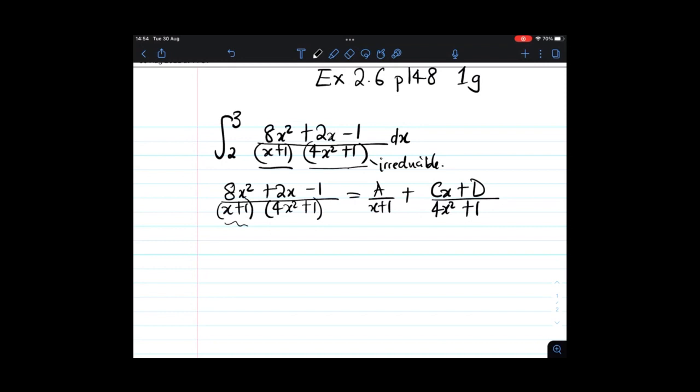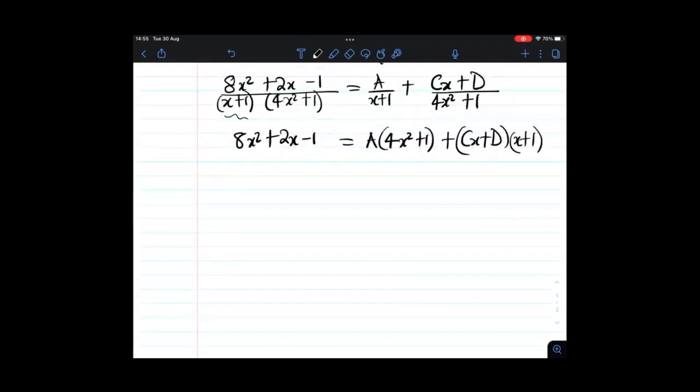And from here, now we want to find A, C, and D. So therefore, we are going to say 8x squared plus 2x minus 1 is equal to A times (4x squared plus 1) plus (Cx plus D) times (x plus 1). And from here, you can create 3 equations. Since we've got 3 variables, A, C, and D, we want to be able to create 3 equations. And then we'll have 3 equations, 3 unknowns, and then we are able to find A, C, and D. And so I'll skip that part. If you evaluate, you find out that A is equal to 1, C is equal to 4, and D is equal to minus 2.